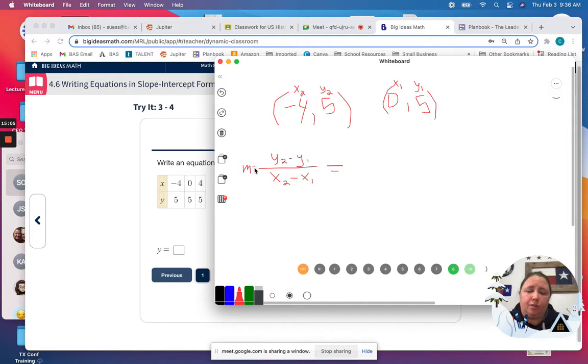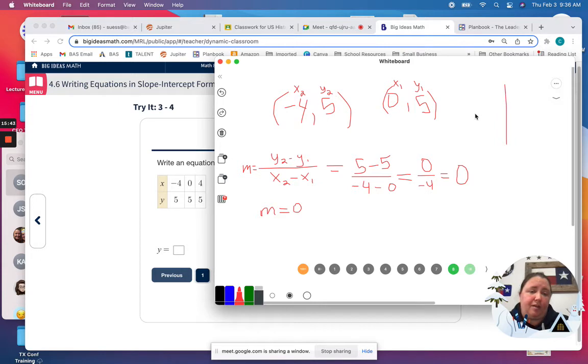And this is solving for slope. So my y2 is 5. So I'm going to say 5 minus my y1 is 5. And then I'm going to go over my x2 is -4, and my x1 is 0. So now let's do the subtraction. 5 minus 5 is? 0. -4 minus 0 is? -4. Excellent. Can I do 0 divided by -4? Oh, no. So your answer is just 0. So my slope in this case is 0.